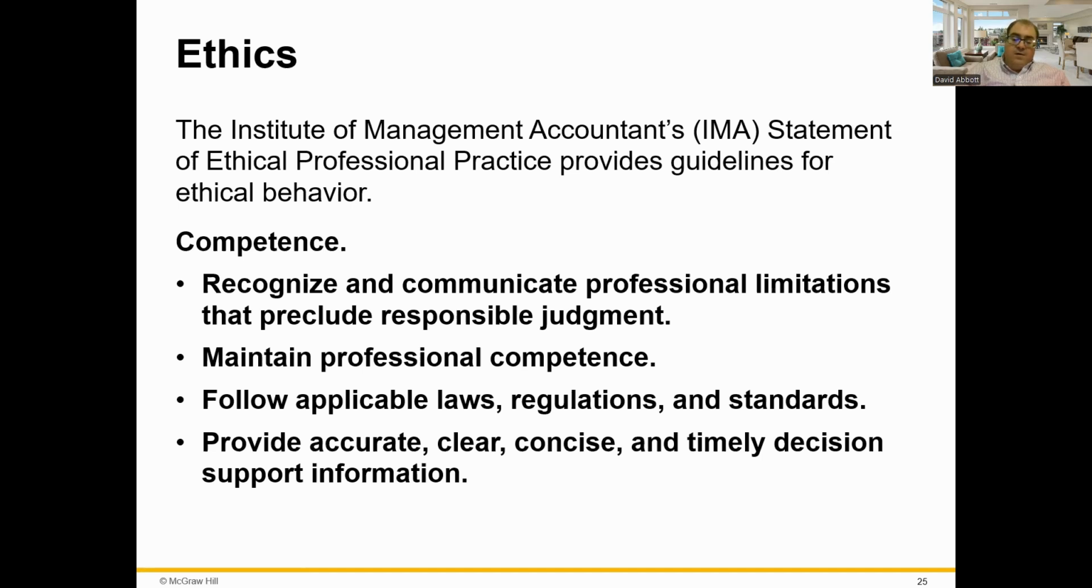So in the area of competence, you need to maintain your professional competence. You need to follow applicable laws, regulations, and standards. Provide accurate, clear, concise, and timely decision support information to support managers in making decisions. Recognize and communicate professional limitations that preclude a responsible judgment.